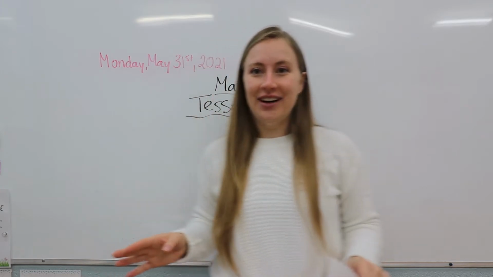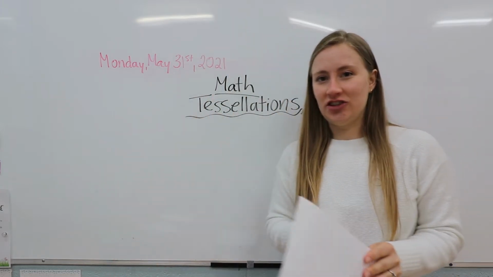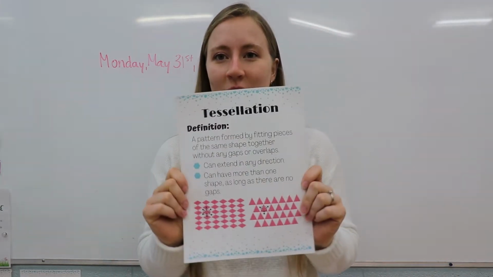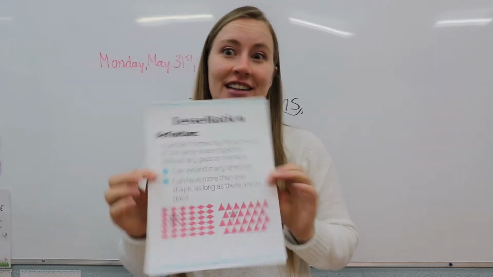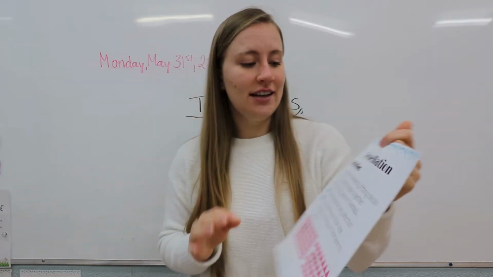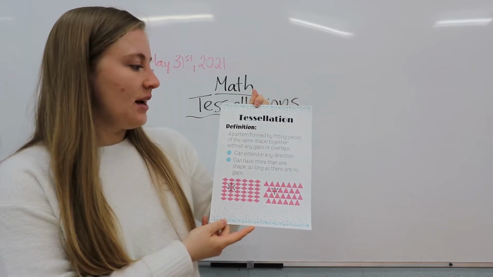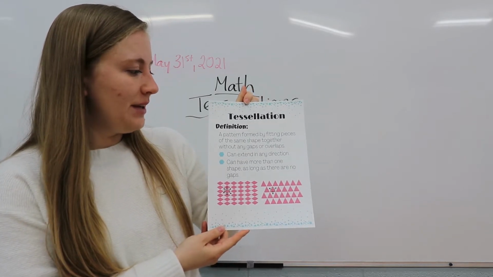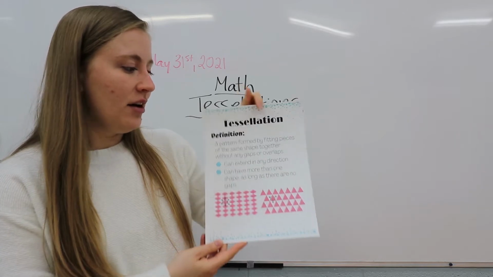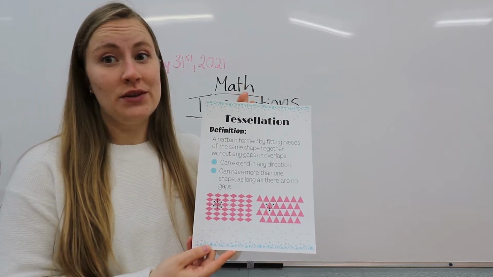So today we are going to start our unit on tessellations. And I've sent home a new anchor chart for this unit, and this is the only one you'll need. So let's look at our definition together. A tessellation is a pattern formed by fitting pieces of the same shape together without any gaps or overlaps.